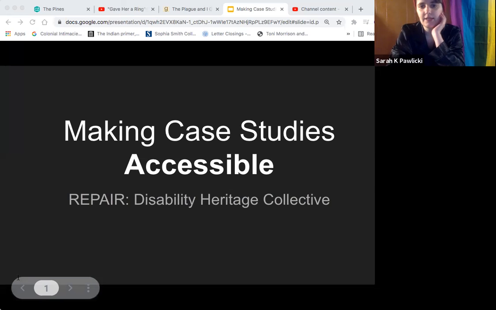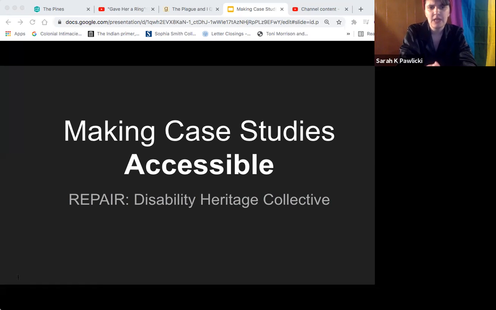Making case studies accessible has more than one meaning. First, we want to make the process of creating a case study as transparent as possible, so they are an accessible genre for you all to write in. Second, we want to make the case studies themselves in their final forms as accessible to as many people as possible. And this presentation will cover both aspects of accessibility.